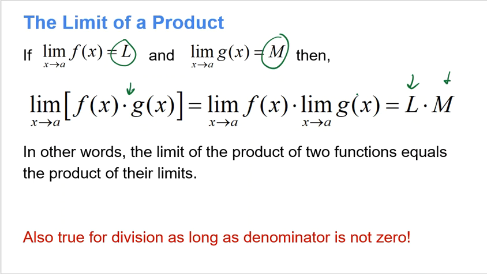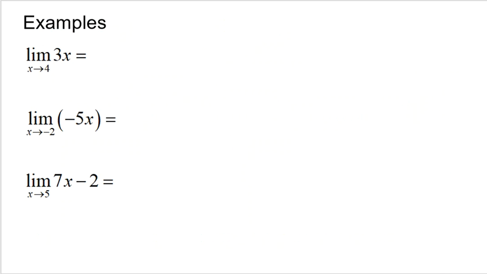And this is actually also true for division as long as the denominator is not 0. Because we all know that when your denominator is 0, you have a problem. But anyway, let's look at how easy this is. And again, we're going to actually use the rule and then use our other rules to help us with it.